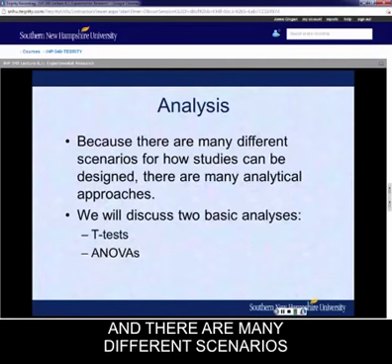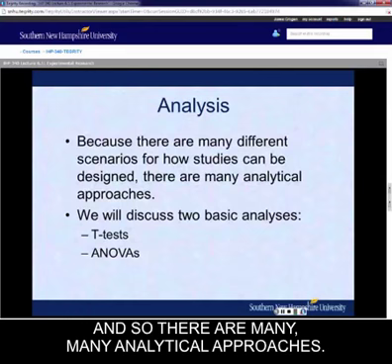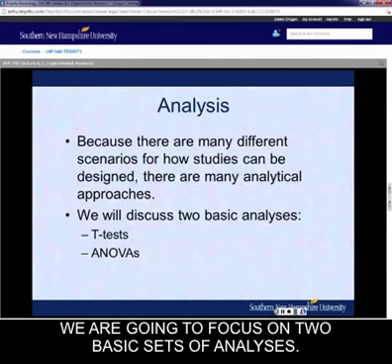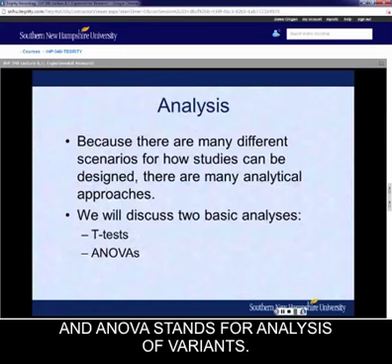And there are many different scenarios for how studies can be designed, and so there are many, many analytical approaches. In this class, we are going to focus on two basic sets of analyses. These are going to be t-tests and ANOVAs, and ANOVA stands for Analysis of Variance.